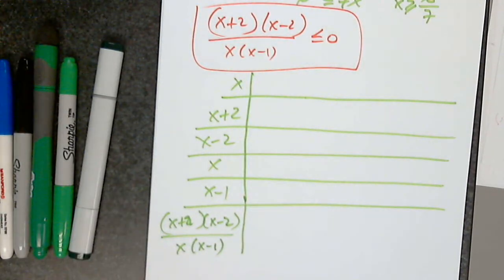Any questions so far up to this point? If it's a rational inequality using your chart, you're including the denominator, like all factors. Nothing goes away. Nothing disappears. All factors have to be in the chart.